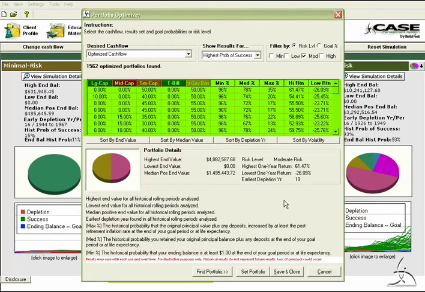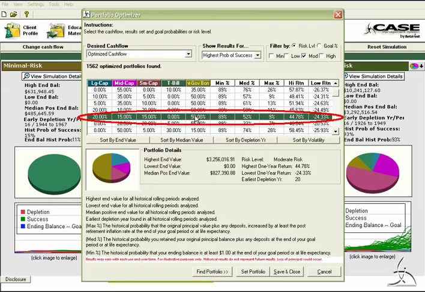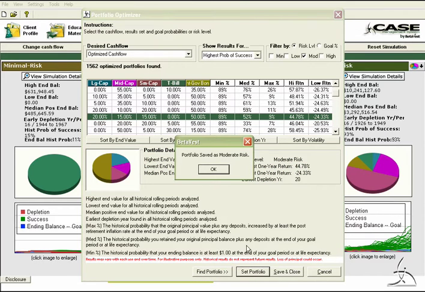As we view the results for moderate risk, it is important to note that the first portfolio listed may not necessarily be the best portfolio mix for your client. As you scroll through the list of results, you must evaluate and consider the trade-offs between portfolio volatility, longevity, or earliest depletion year and end value. Once we evaluate all of the possible combinations, we find a slightly more diversified portfolio with which we are comfortable, so we will select Set Portfolio and move on.